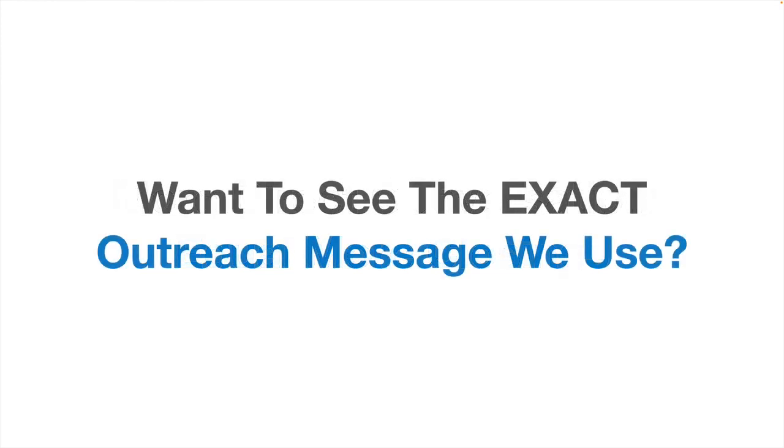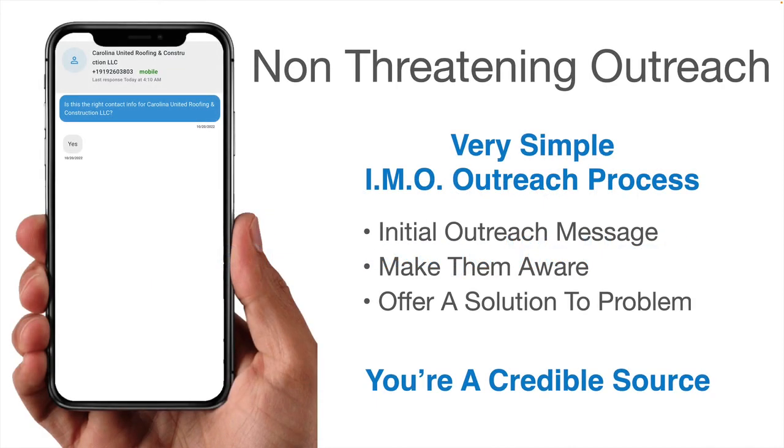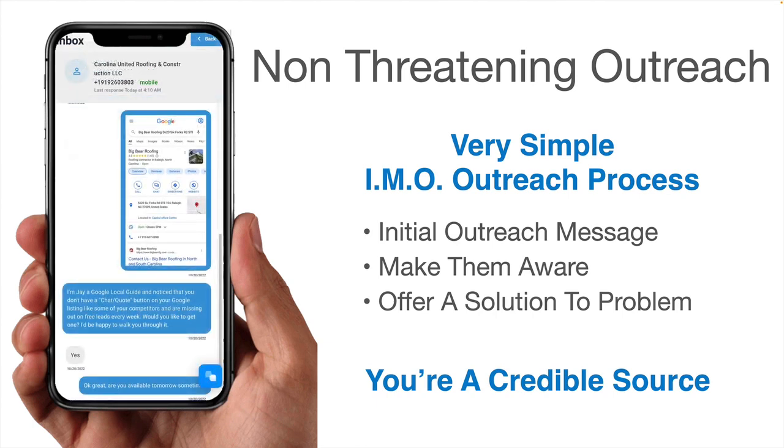And I'm sure you want to see the exact outreach message that we use. We use a very simple IMO approach, right? This is a non-threatening outreach. It's very simple, and it's the initial outreach message that you send them. You make them aware, and you offer a solution to the problem. And because you're showing them value up front, you become a credible source, right? This allows you to get your foot in the door. You also have the ability to do some basic follow-up and go through the process to get them on the phone as fast as possible.